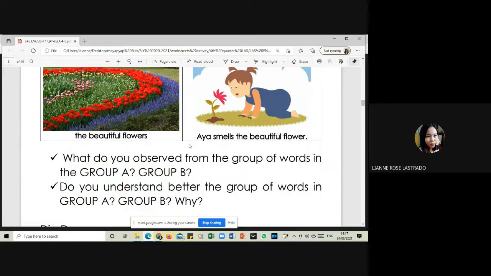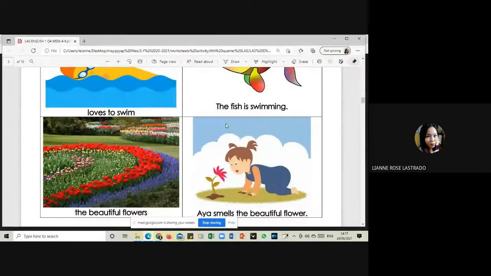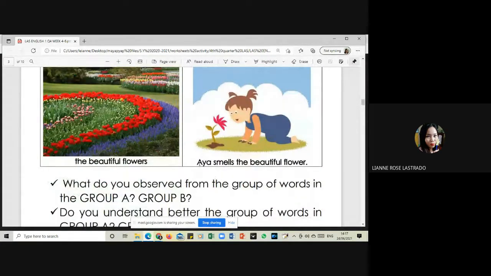Next, Aya smells the beautiful flower. So we have here the beginning of the sentence that starts with a capital letter and it ends with a period. So it is stated here that it's Aya who smells the beautiful flower. Okay, so it is much clearer. The thought is complete.